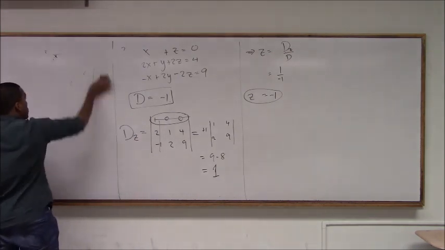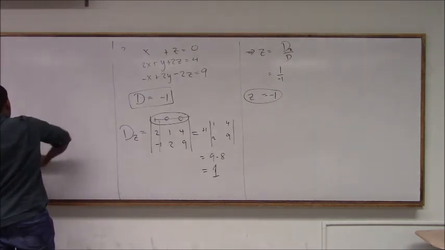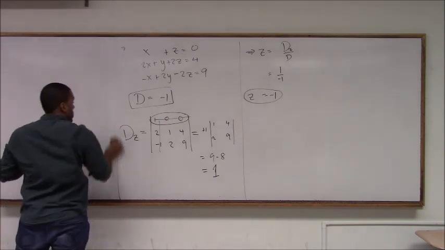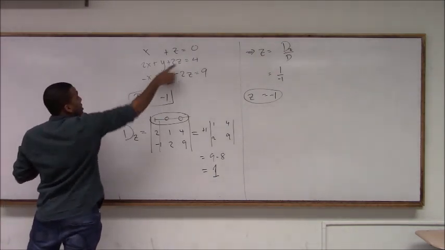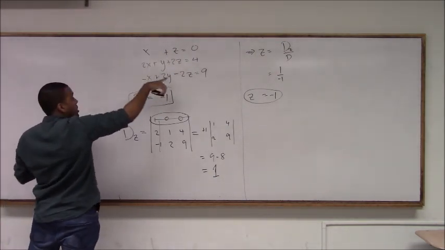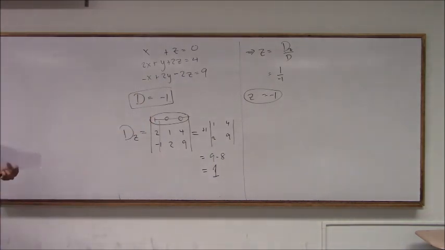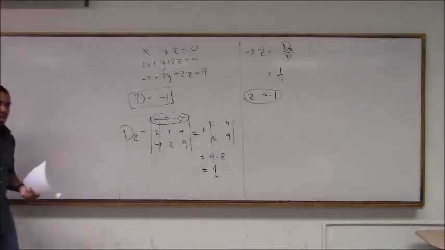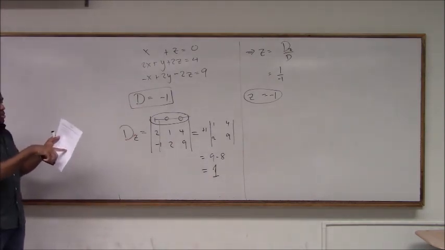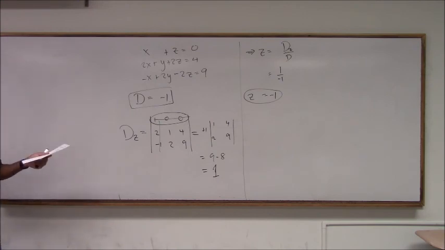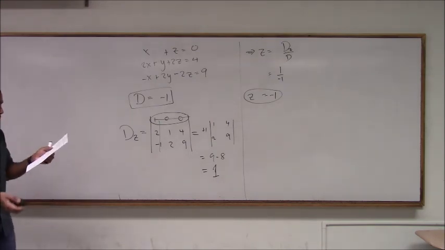So the answer to the bonus is, basically I can just say it, that any system that has this guy as the coefficient matrix, meaning the D will be minus 1, you'll always be able to find a solution. In fact, it will always be a unique solution. Cramer's rule says that if your D is non-zero, it will be a unique solution. So your answer to how many solutions are there is, there's only one. It's a unique solution by Cramer's rule.